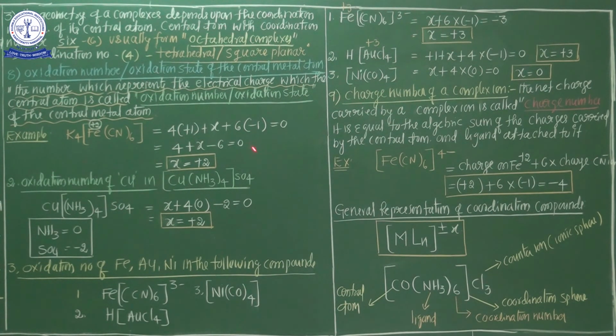You now know how to calculate the oxidation state. And the last and final term: charge number of a complex ion. This is a complex ion, and the total charge is the complex ion charge. So the net charge carried by a complex ion is called the charge number.